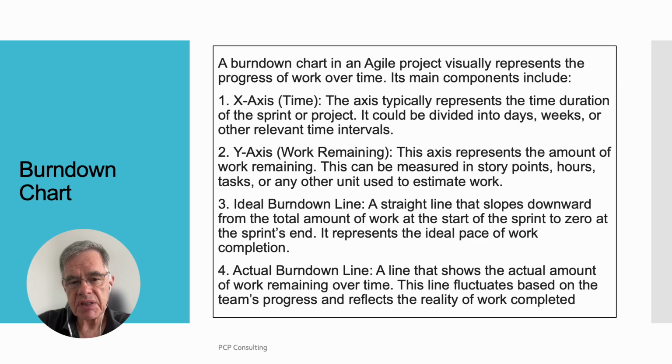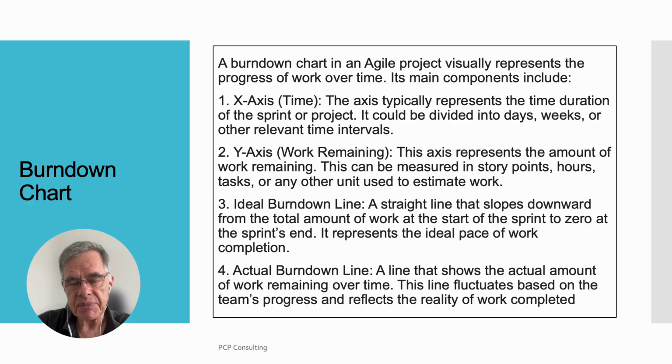A burn down chart in an Agile project visually represents the progress of work over time. Its main components include the x-axis, time. The axis typically represents the time duration of the sprint or project. It could be divided into days, weeks, or other relevant time intervals. Y-axis, work remaining. This axis represents the amount of work remaining. This can be measured in story points, hours, tasks, or any other unit used to estimate work.